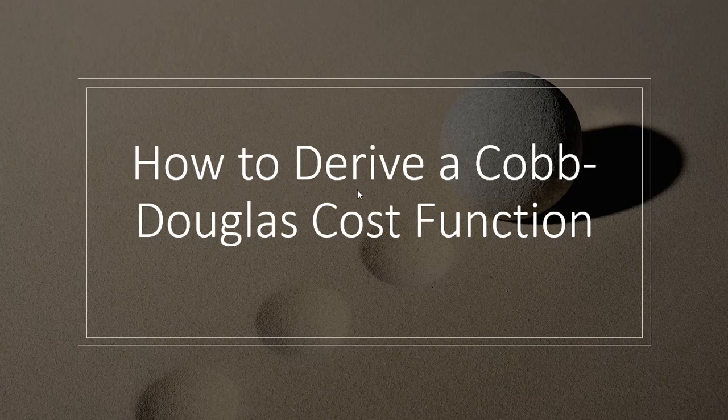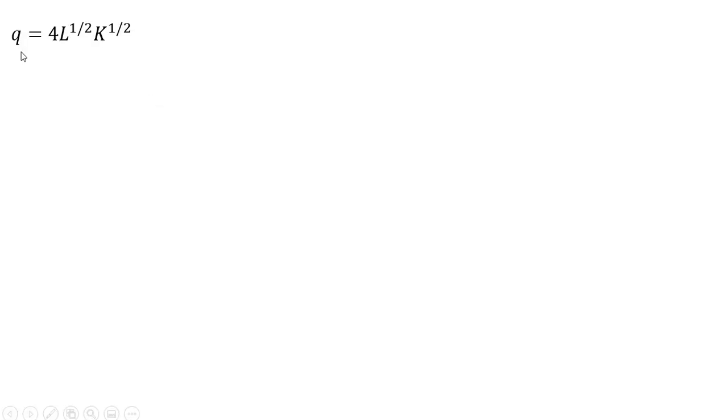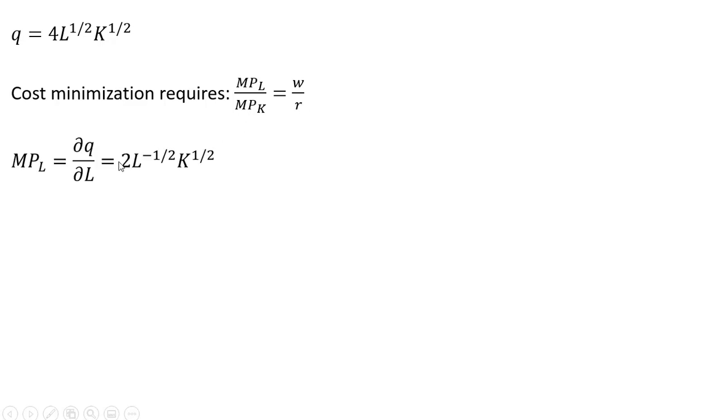Hello, in this video we're going to derive a Cobb-Douglas cost function. Here is our Cobb-Douglas function. It is a function of units of labor and units of capital. Cost minimization requires that the marginal product of labor divided by the marginal product of capital equal the price of labor, the wage, divided by the price of capital, R.